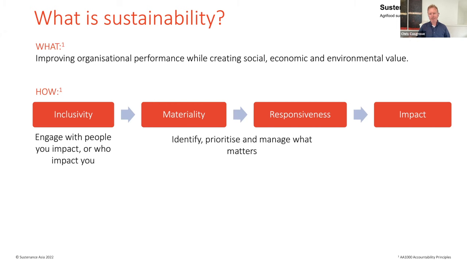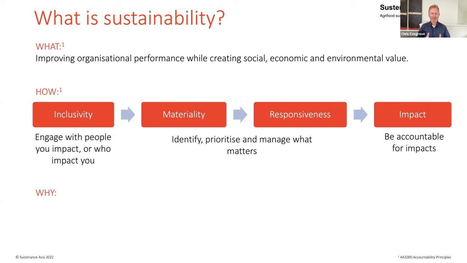Responsiveness is just then management 101. Once you've prioritized what's most important, manage it with the appropriate resources and systems and policies and those sorts of things. And then finally, measure your impact. And then you go back to the start and you say to the people who are important to you, this is how we're doing, this is our impact. Refine your materiality and ongoing. It's an ongoing process. So that's the what and the how of sustainability that comes, as I say, from the AA1000. I haven't just given you a definition or given you the why.